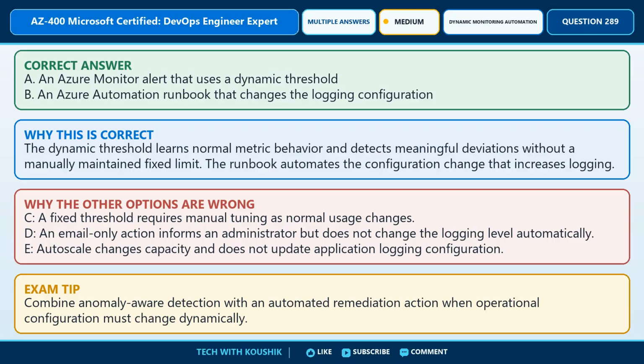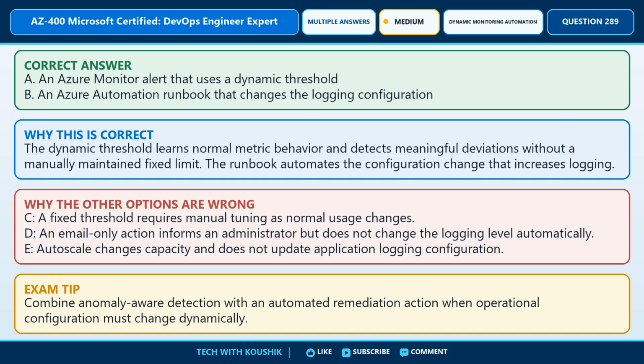The correct answers are Option A, an Azure Monitor alert that uses a dynamic threshold, and Option B, an Azure Automation runbook that changes the logging configuration. Here's why. The dynamic threshold learns normal metric behavior and detects meaningful deviations without a manually maintained fixed limit. The runbook automates the configuration change that increases logging.